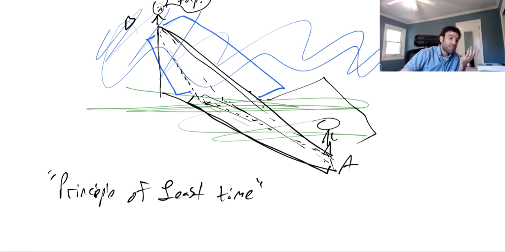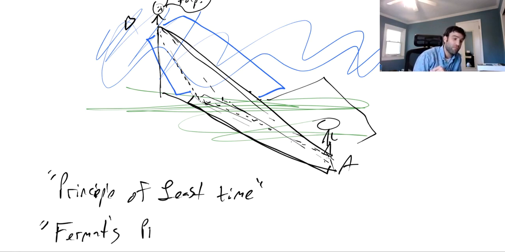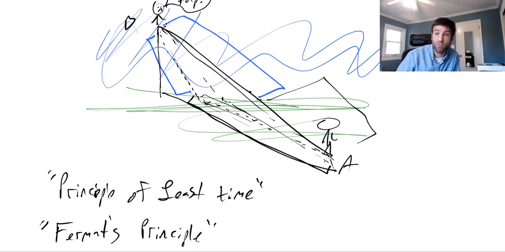Okay. So it turns out that light behaves according to this principle of least time. And in the context of light, this is sometimes called Fermat's principle. So the idea here is that the path that light will actually take will be the one that minimizes the time in between where it starts and where it ends up. Okay.